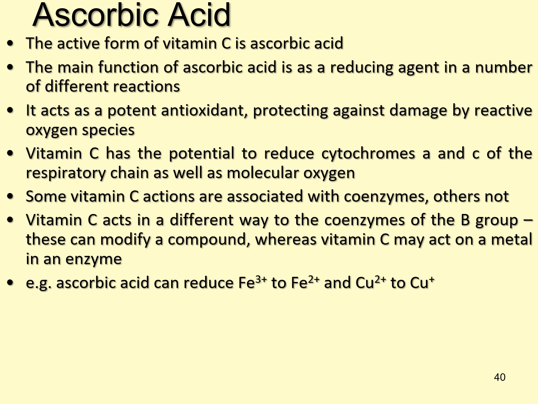Therefore, vitamin C has the potential to reduce cytochromes a and c of the respiratory chain as well as molecular oxygen. And some vitamin C actions are associated with enzymes, but not as a coenzyme. So vitamin C acts in a different way from the coenzymes of the B group. These can modify a compound, whereas vitamin C may act on the metal in an enzyme.